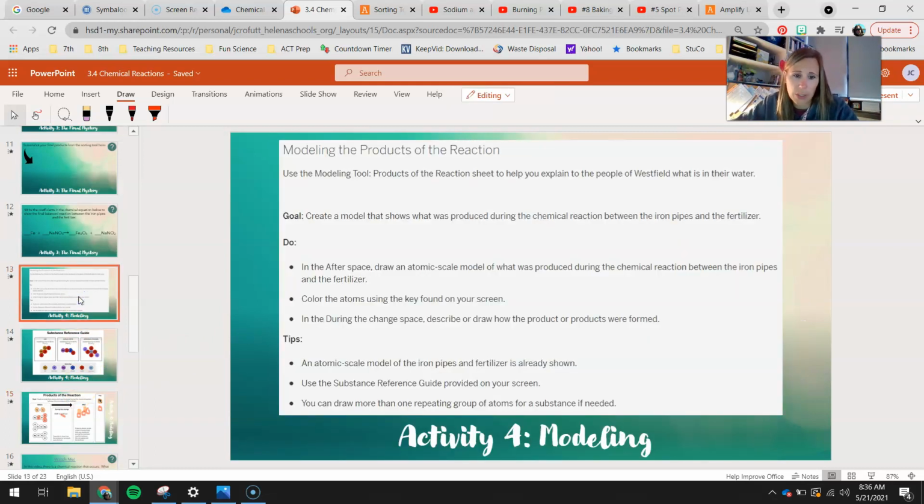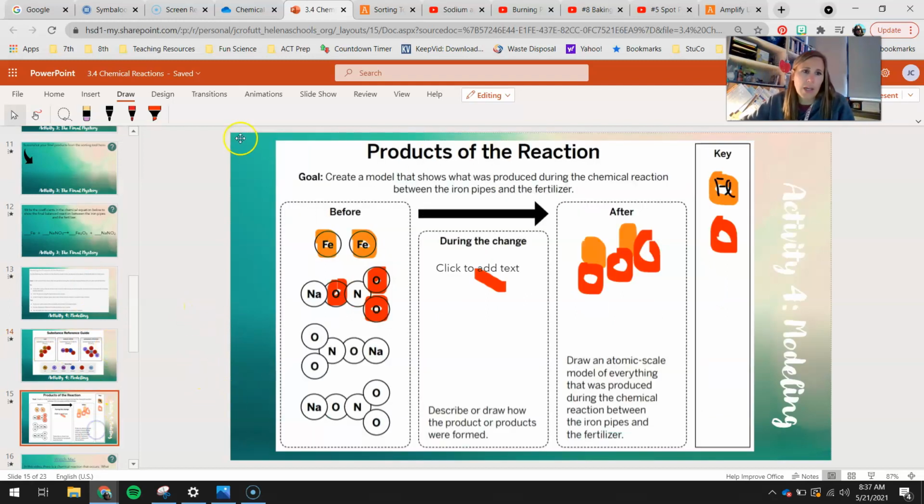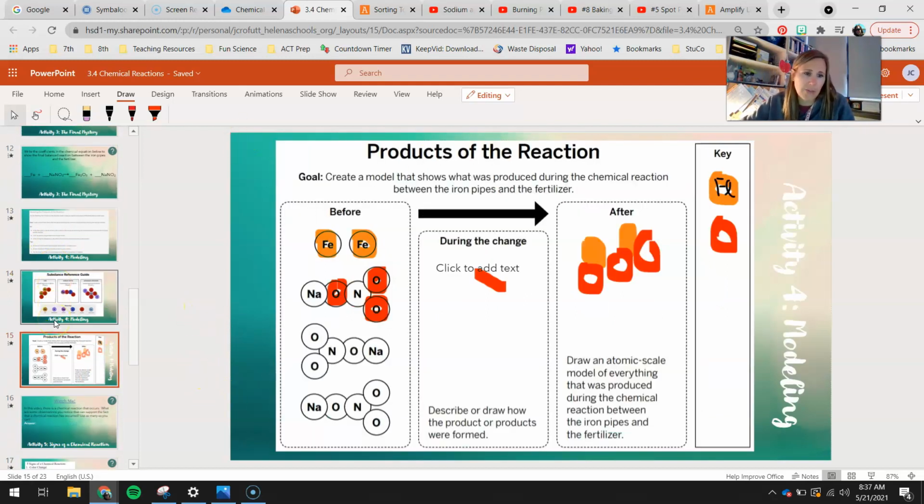And then some tips for you: an atomic scale model of the iron pipes and the fertilizer is already shown. Use the substance reference guide provided on your screen. I didn't provide that. Did I provide that for you guys? And then you can draw more than one repeating group of atoms. So here's this kind of as your guys' substance reference guide to help you guys build those potential products. Okay, so go ahead, take a second, pause this video right now, and you guys can finish slides 13, 14, and 15.